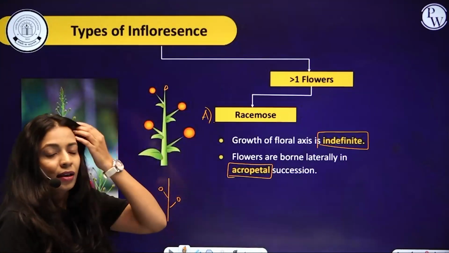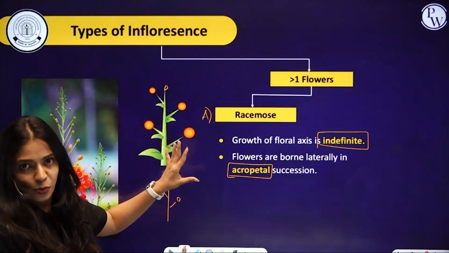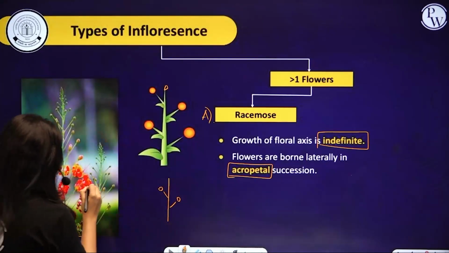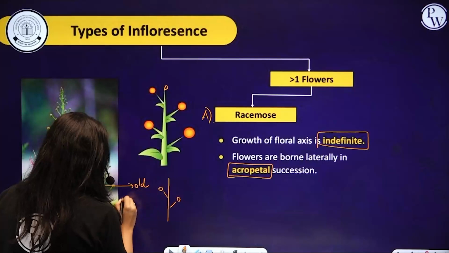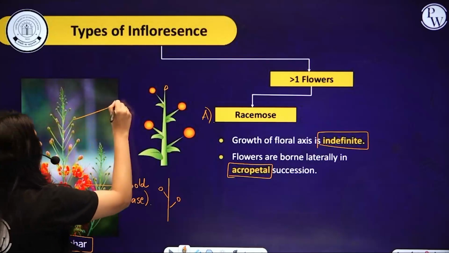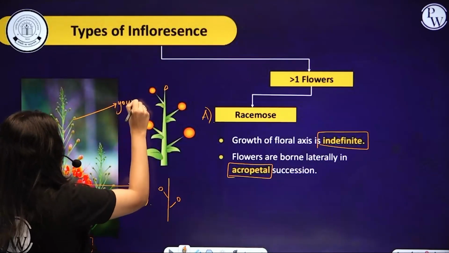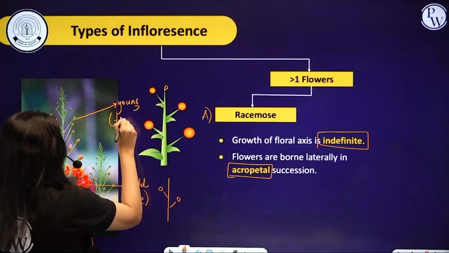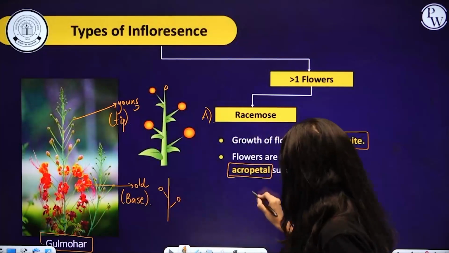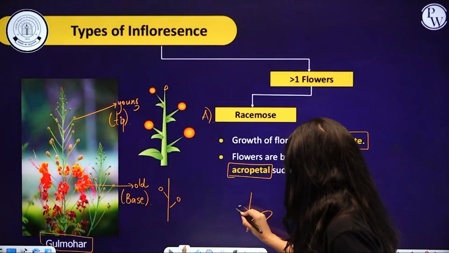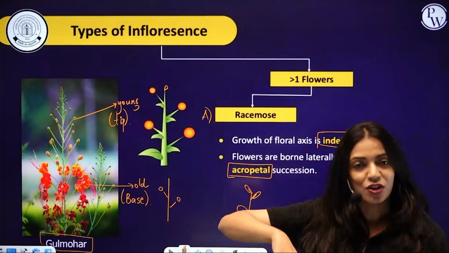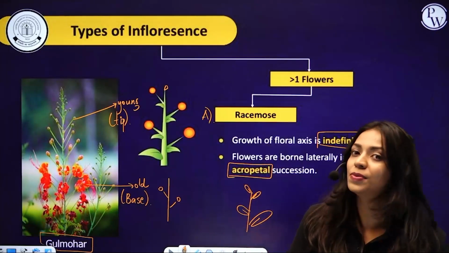Acropetal means this type of arrangement is similar to the arrangement of leaves that you see. Okay, over here, the older flowers will be arranged towards the base, whereas the young flowers are arranged at the tip. Even in leaves, if you notice, if this is the stem, older leaves will be at the base. As you go up, you will have younger leaves, right? Such a similar arrangement of flowers you can observe in racemose type of inflorescence.